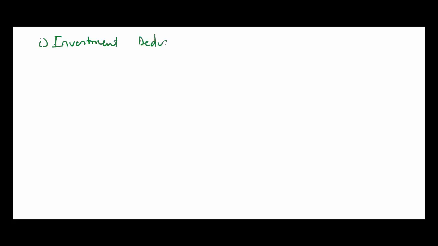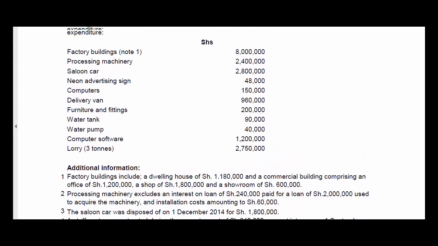Remember, this is given for productive capacity, manufacturing and the like. So what do we have? Let's see. Factory buildings, yes, but that has been qualified by note 1. We are told that factory buildings includes a dwelling house, a commercial building, a shop, and a showroom. So those are not part of the factory buildings. We need to eliminate them.